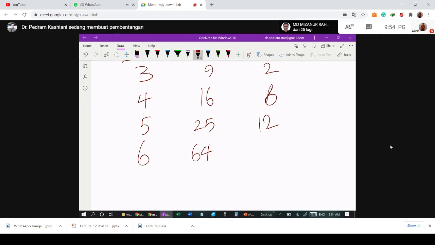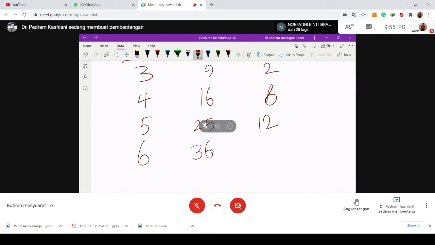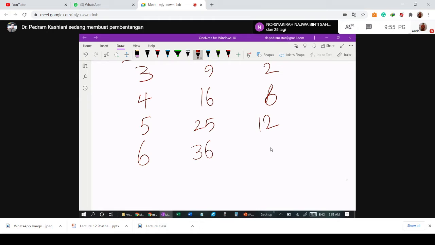So how much is this? No, not 64. Why 64? How much? 36. 36. Okay, good. I know you are listening. But again, see, 1 treatment I apply, I have to add 11 units. Just for having 1 more treatment, I have to add 11 units.